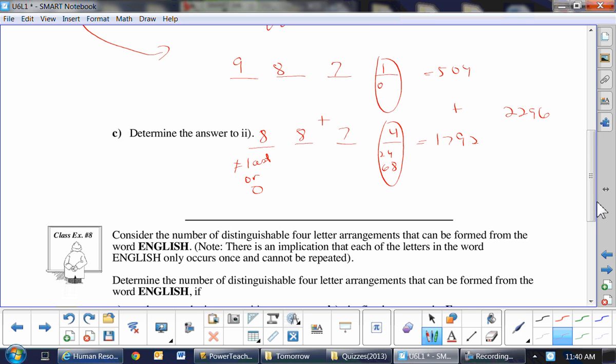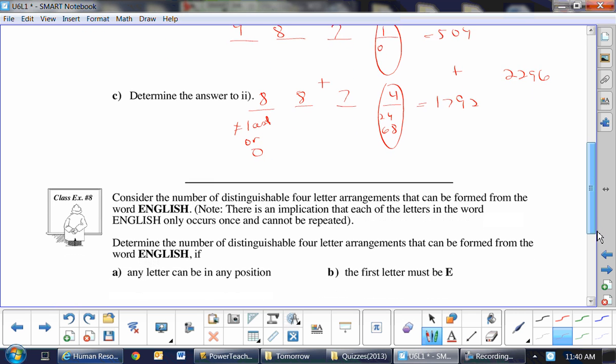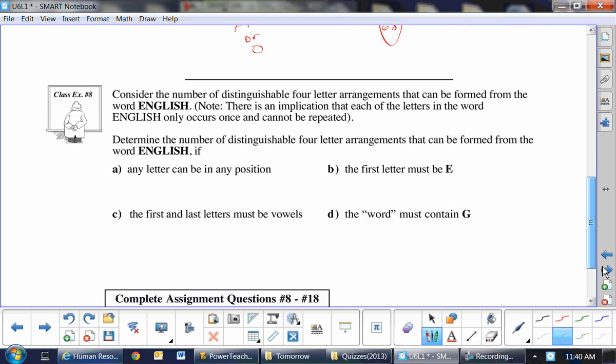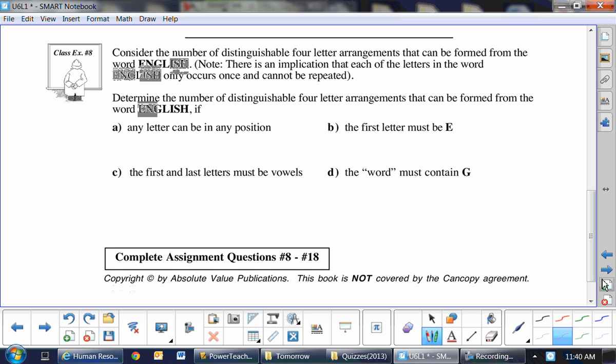Okay, let's get through the last question here. Now, if you had the letters English, I want you to picture little Scrabble letters. So if you have the letters English, and it said, come up with any unique or distinguishable (distinguishable means that one's different than that one) 4-letter arrangements that can be formed from the word English.